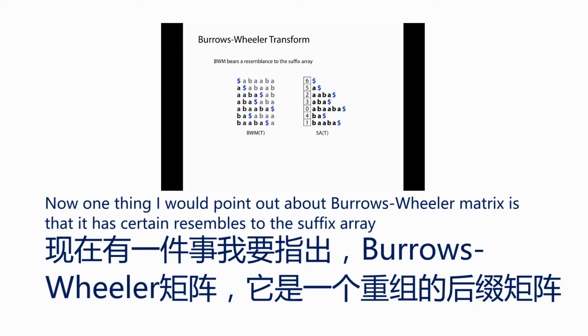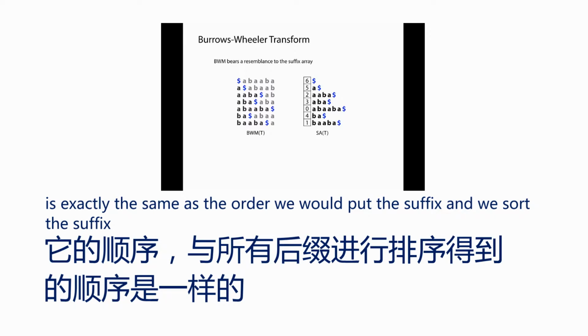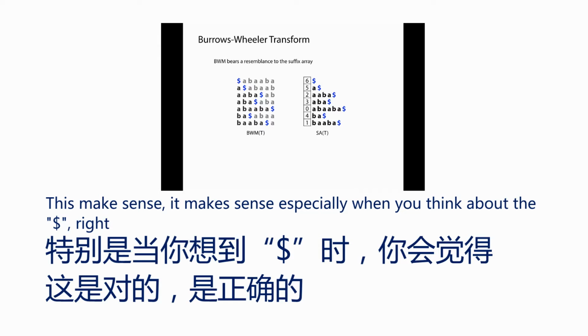Now, one thing I want to point out about the Burrows-Wheeler matrix is that it has a certain resemblance to the suffix array. In fact, the order in which we put the rotations, when we sorted the rotations, is exactly the same as the order we would put the suffixes in if we sorted the suffixes. This makes sense.